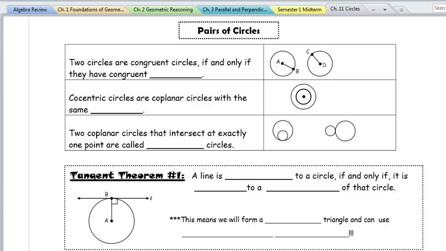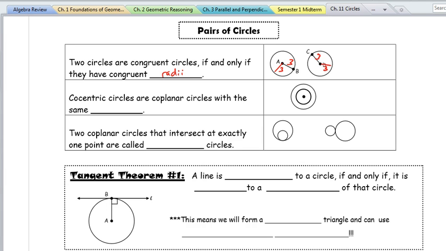A couple other things about circles. Two circles are congruent if and only if they have congruent radii, meaning if one circle has a radius of 3 and another one has a radius of 3, then they're going to be congruent. Pretty self-explanatory, because if you spun that radius around everywhere, it would be 3 here, and then 3 here, so everywhere it's 3, so it's equidistant.